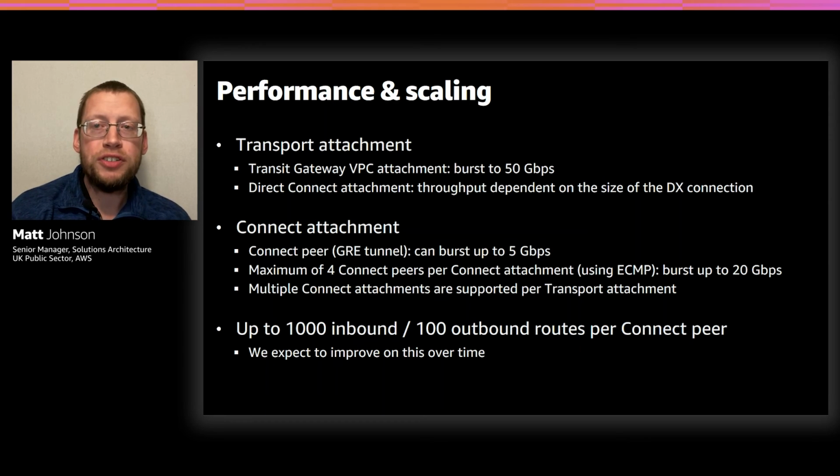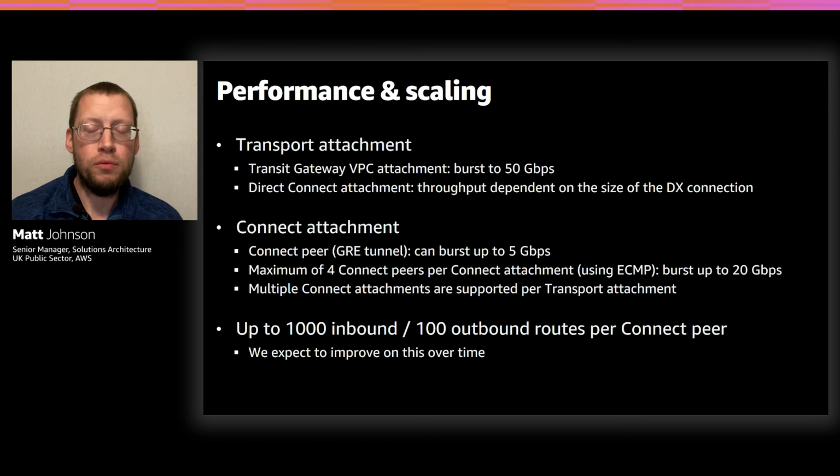So once we've established those transport attachments, so the VPC or the direct connect attachments, we then create the connect attachment. And for each connect attachment, we can create a connect peer, which can burst up to 5 gigabits per second. So that connect peer is a GRE tunnel, and that can burst up to a 5 gigabits per second throughput. But each connect attachment can support up to 4 connect peers. And so using ECMP, we can actually burst up to 20 gigabits per second.